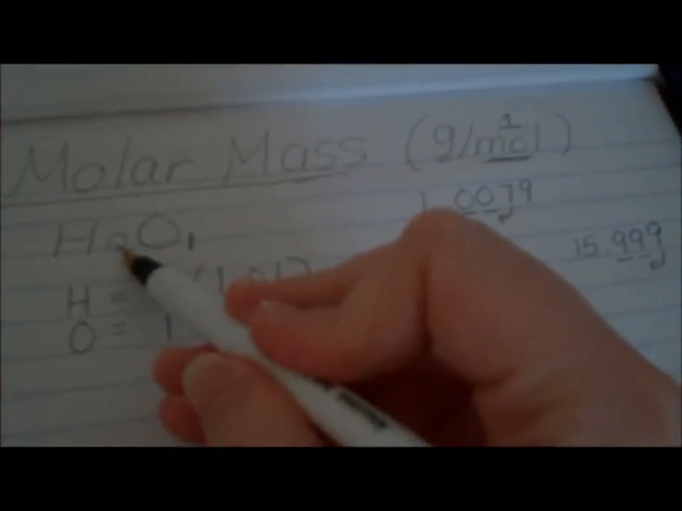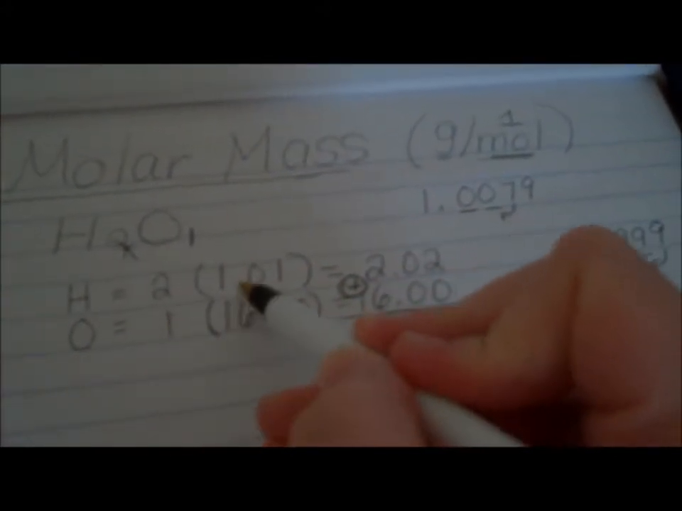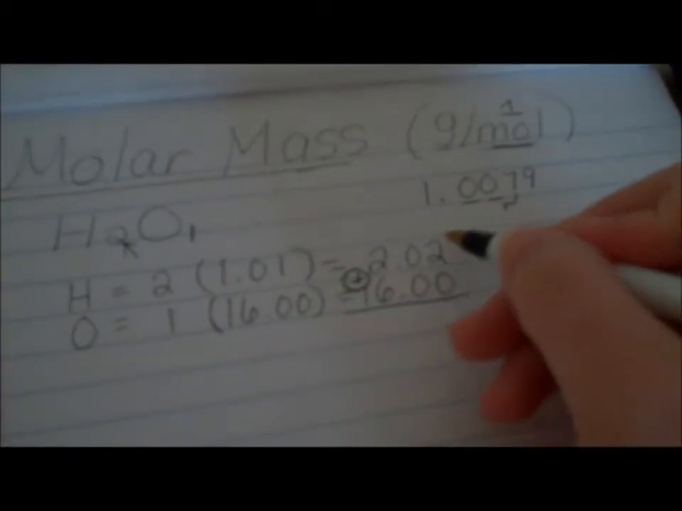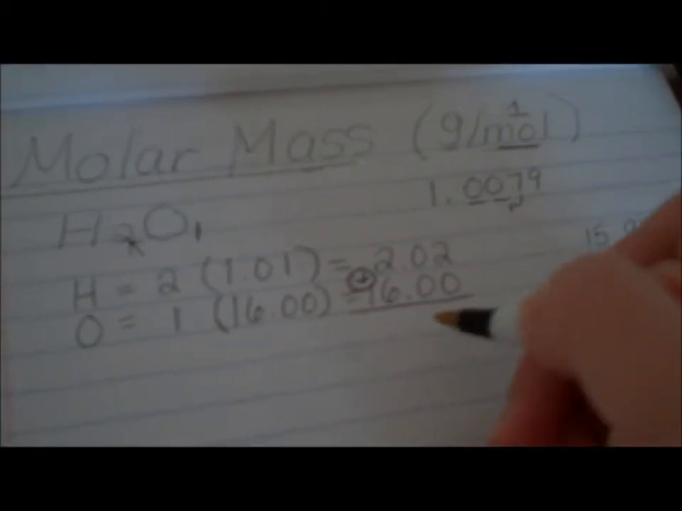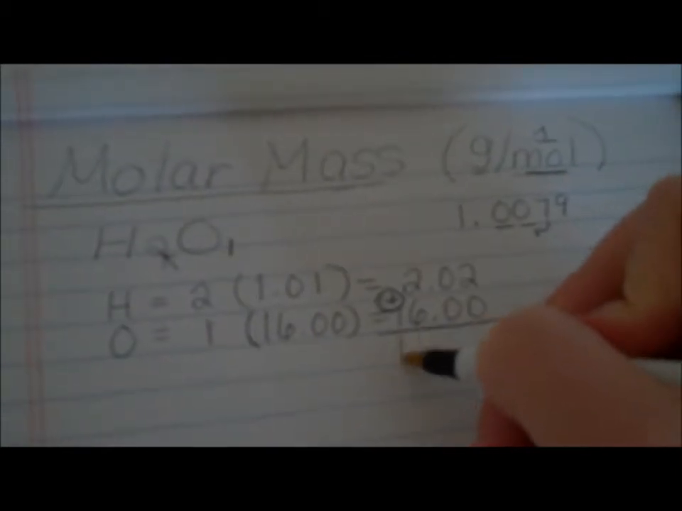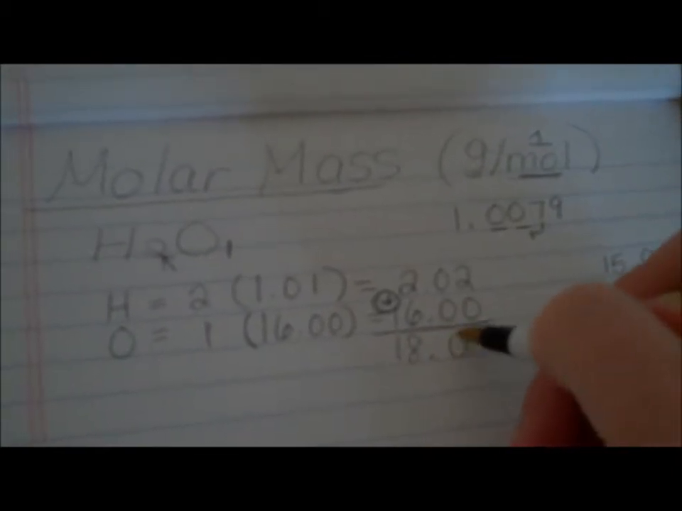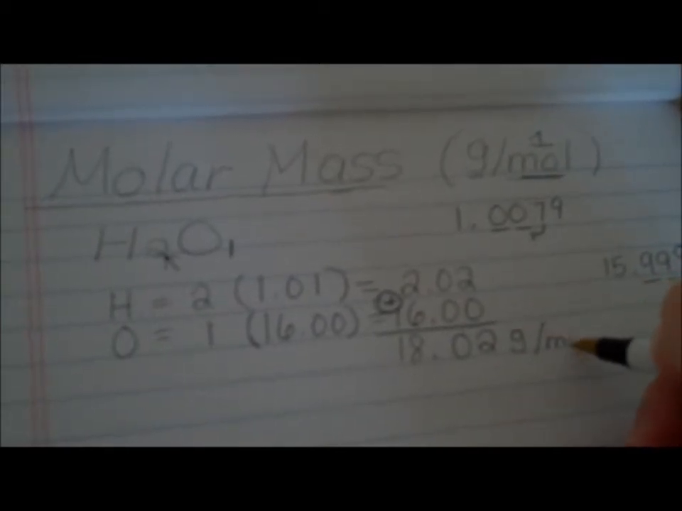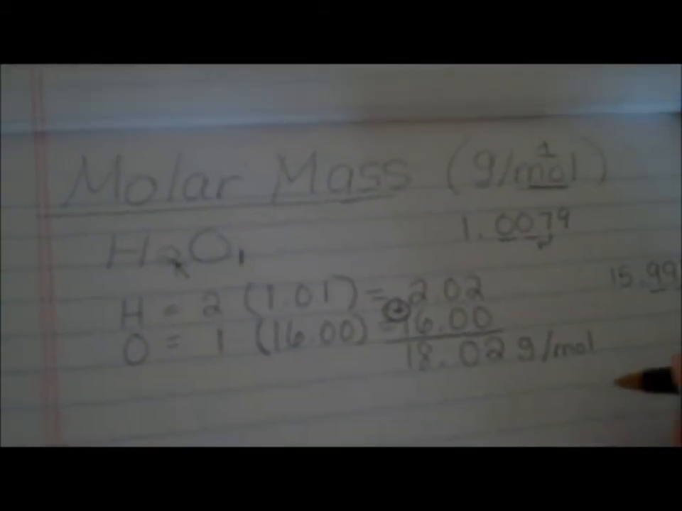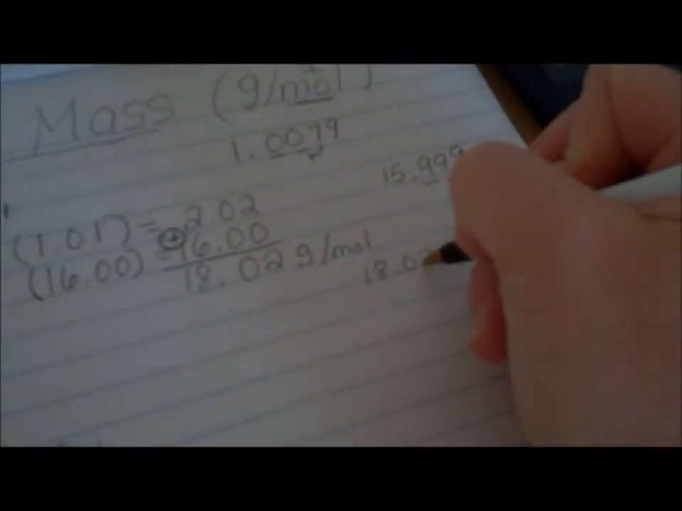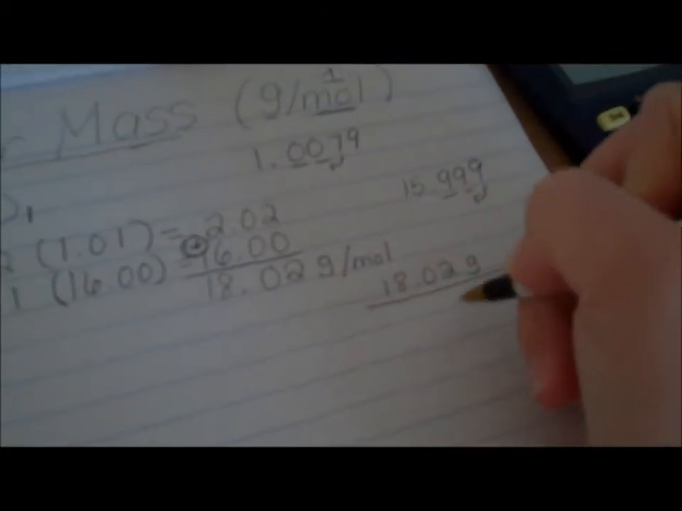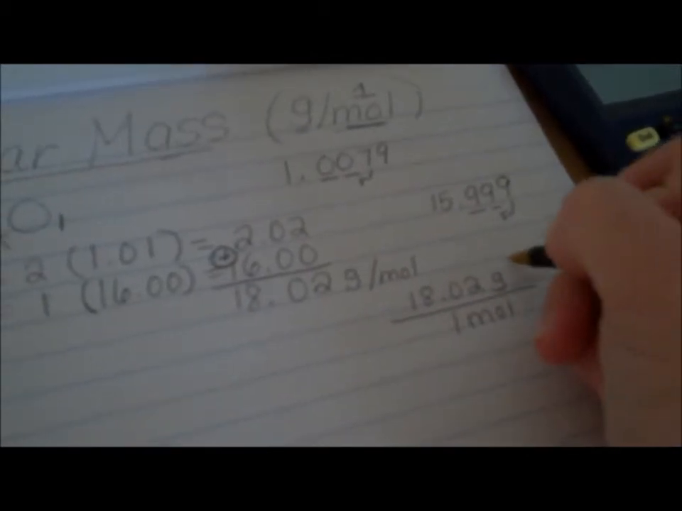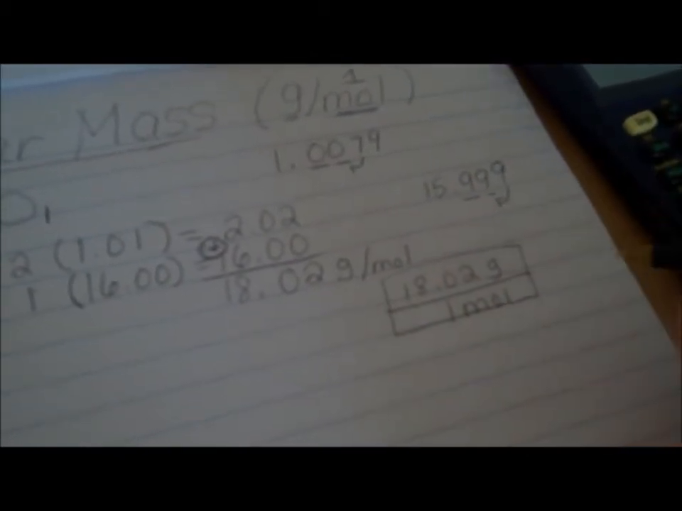So subscripts mean you multiply it times its atomic mass from the periodic table, and then you're going to add all the components in this compound. So we're going to have the molar mass of H2O to be 18.02 grams per mole. Now you could write it like this, or you could have 18.02 grams per 1 mole. When we start writing it like this, we're going to start to use it as a conversion factor. And you are done with your first molar mass problem.